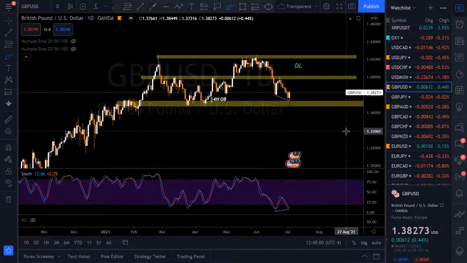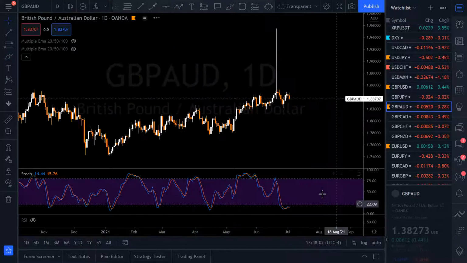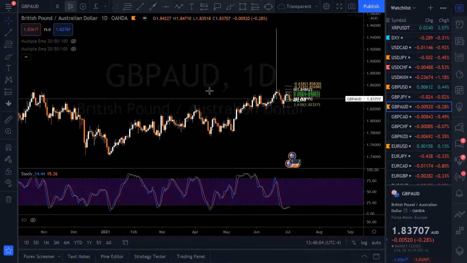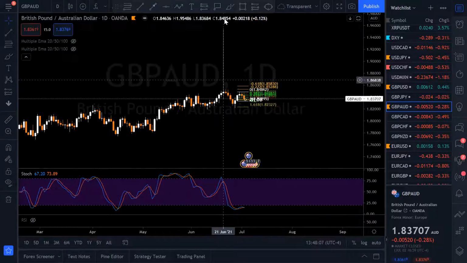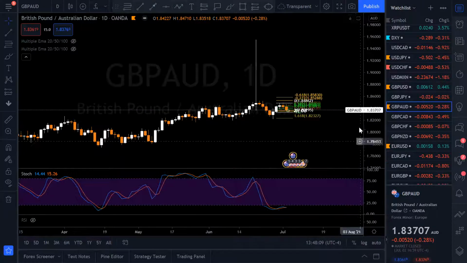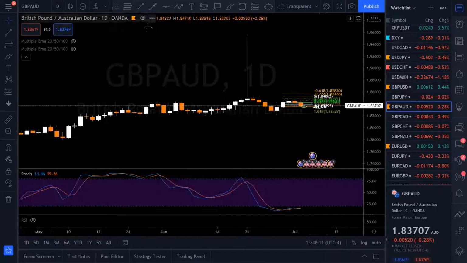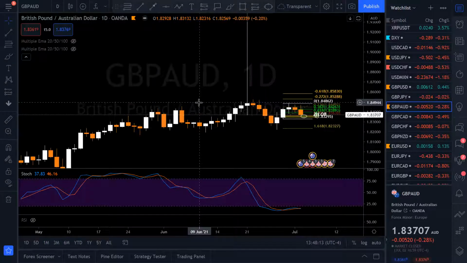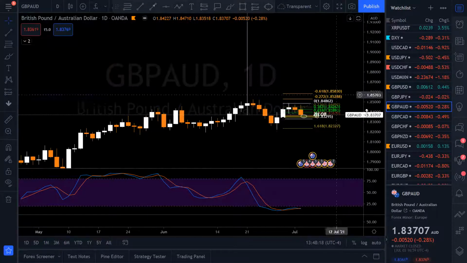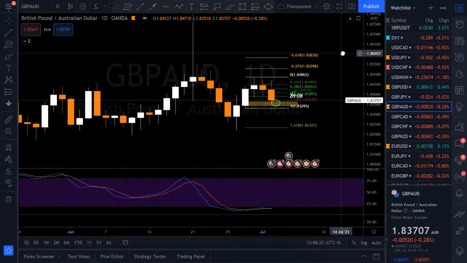Okay, let's move on. Pound Aussie. Pound Aussie is another funny one. You see this crazy looking candle here? That's a news candle, and it's just crazy. It doesn't show up on other brokers, but it does show up on this, on the Oanda, right? Now, what do I got here?